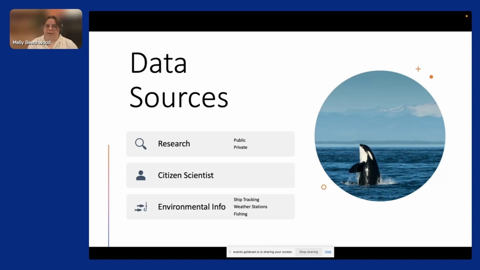And then you can also add in things like environmental information. Ship tracking is now available through a variety of different sources of open source data that is available to all, and historical data that you can ask for permission to use. You can also use weather stations to bring in that type of information, and fishing logs, things like that.